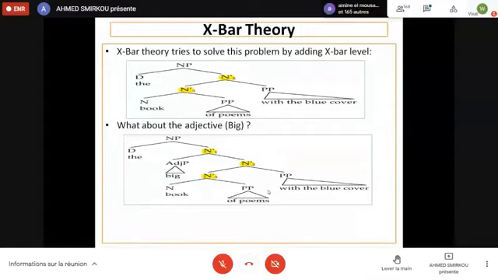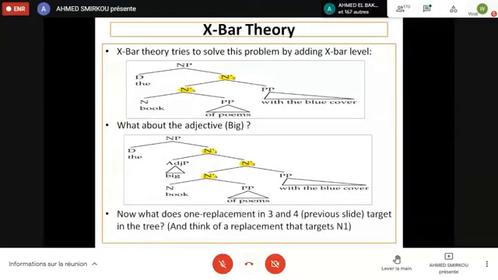So in the exam, forget about the old trees. In the exam, you must branch from any node only to two branches, only to two nodes. Okay, forget about what we did before.